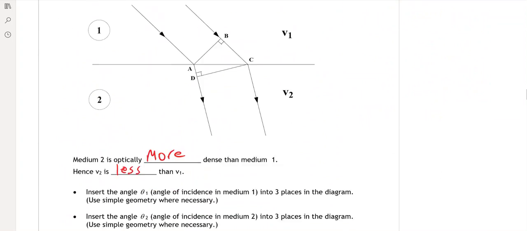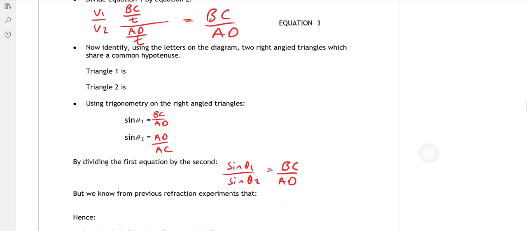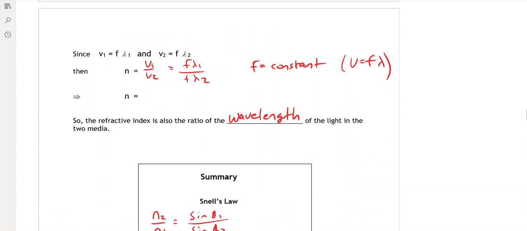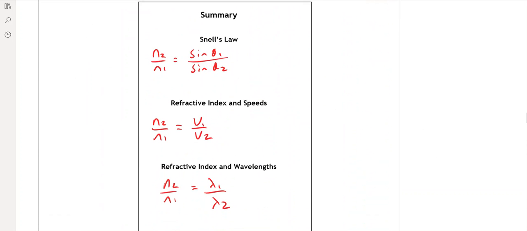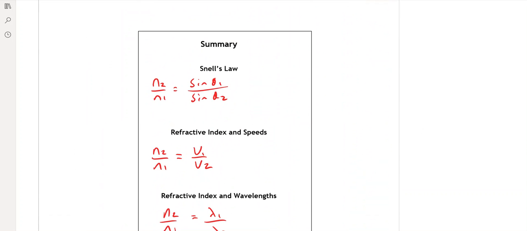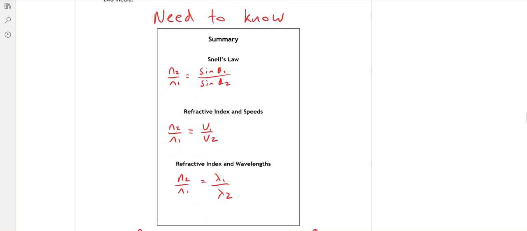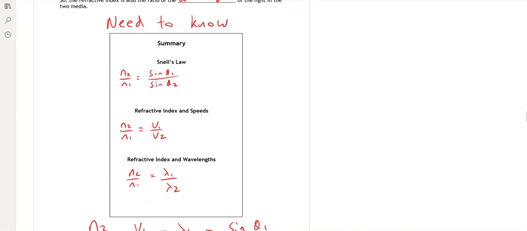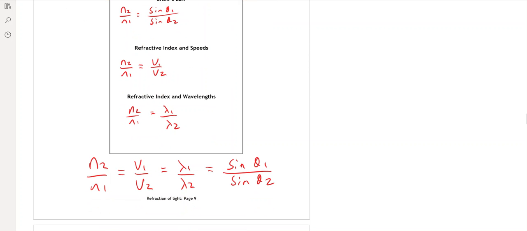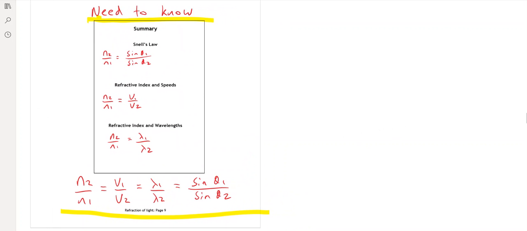We are going to skip forward to the formulas themselves, which we are interested in, in our summary box. Because it's important, we're going to say to know all of our formulas that we use when we have light entering one medium from another, summarised nicely for you on page 9.